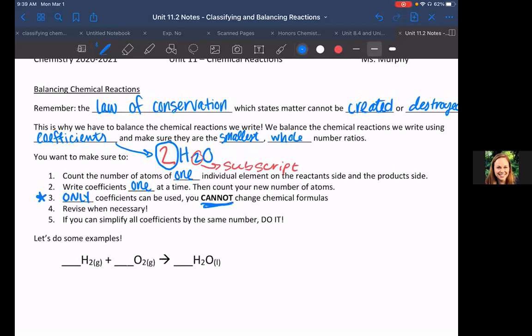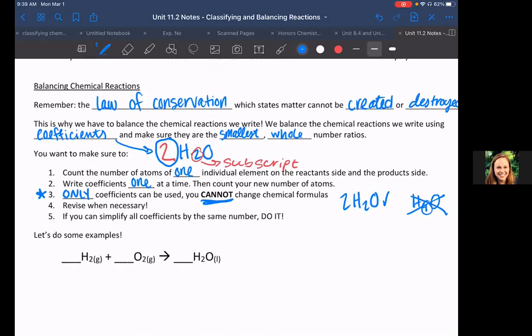You cannot change chemical formulas. So just how I did 2H2O, that's good. You can never just change the subscript in the chemical formula. That is very wrong. Revise when necessary. So if you're still not balanced, go back, repeat the process of writing coefficients and retallying. And then this number 5, what I just went over, simplify all coefficients by the same number, do it.